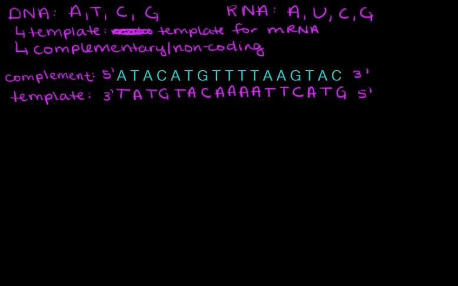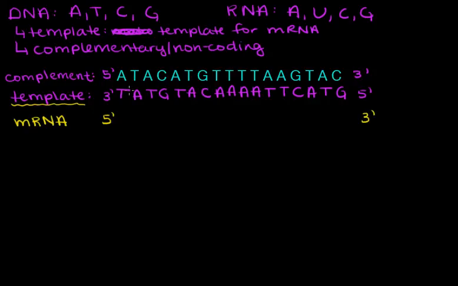I'm going to do that in yellow. Okay, so how do we determine the mRNA? So just like we determined the template strand from the complement, use the template to determine the mRNA. So we're going to completely ignore the complement strand. And the mRNA is going to go 5', antiparallel again, to 3'.